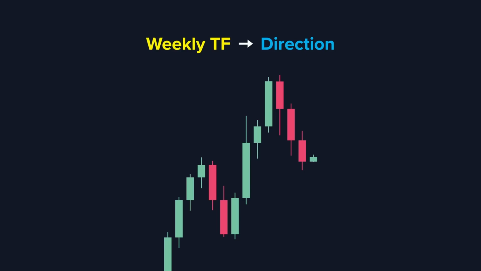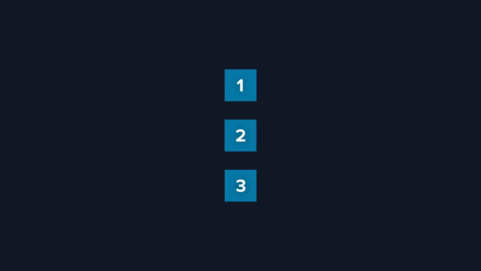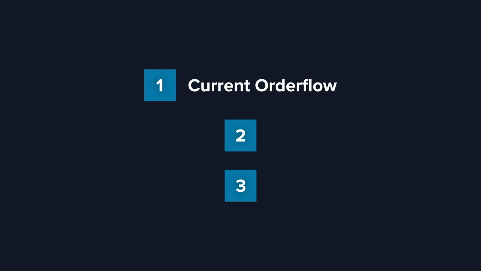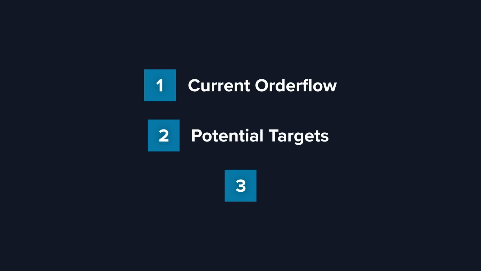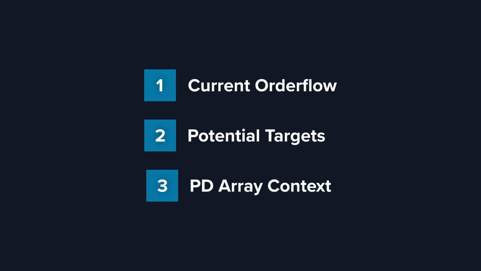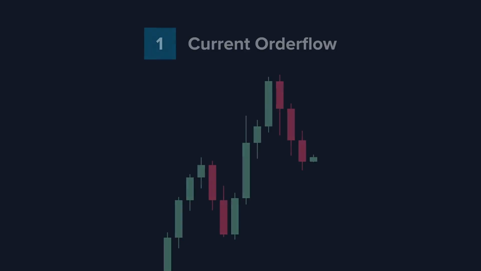And this is important because the decision of whether we should be looking for long or short trades on the lower time frames will be dependent on the directional bias we can establish on this weekly time frame. So to find out which direction we should be looking to trade, there are 3 steps we need to go through. The first step involves breaking down the current market structure to find the current order flow of the price action. The second step involves identifying the key levels that the market might look to target. And then the third step involves figuring out which key level is the current draw on liquidity by using the context of the PD arrays within the chart structure.